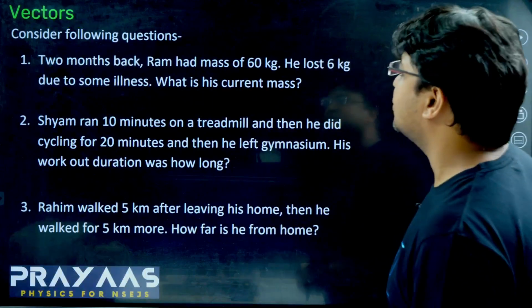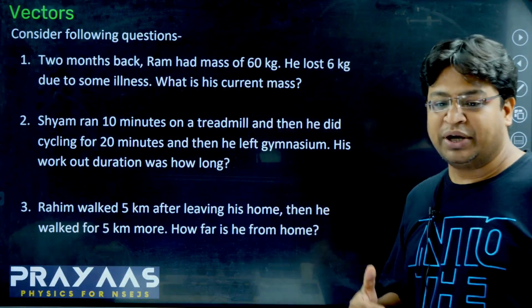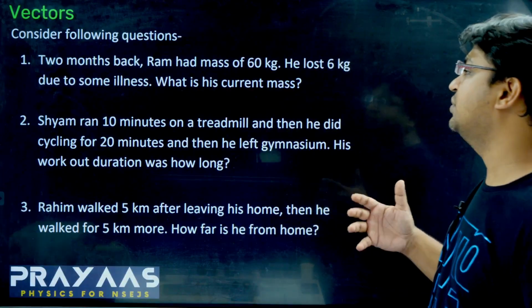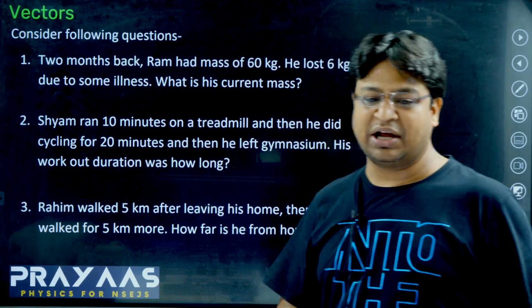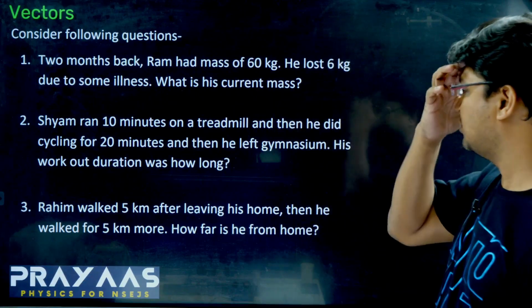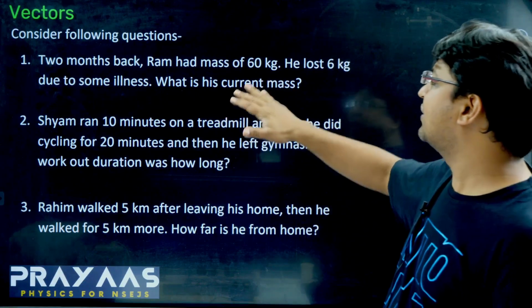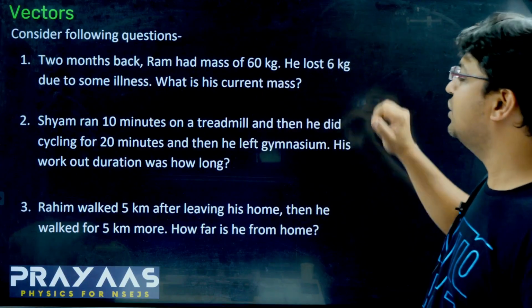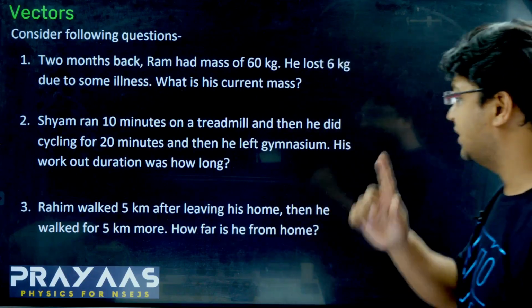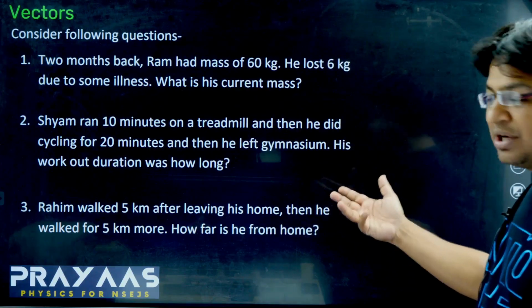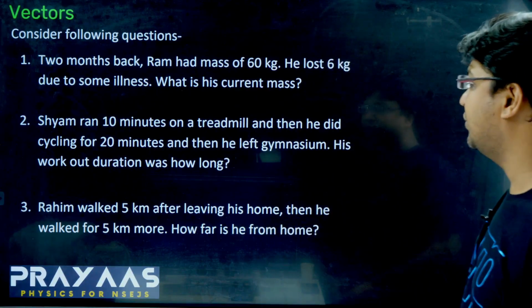Let's begin. So guys, to introduce this, let me first give you a question. Or rather, there are three questions, and I want to ask you all these three questions. So 2 months back, Ram had a mass of 60 kg. He lost 6 kg due to illness. What is his current mass? That is your question number one. You can think about it. You can reply in the comments also if you want.